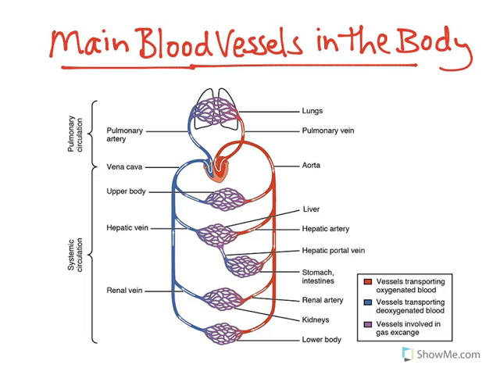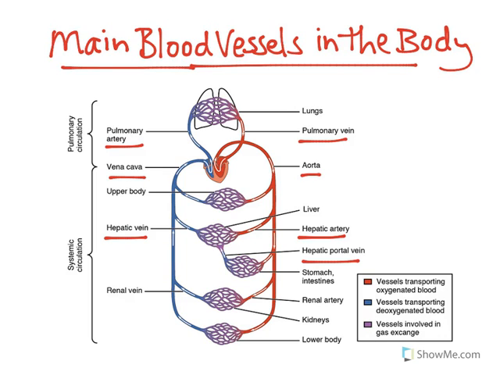Now we look at some of the main blood vessels in the body. We've already seen the main blood vessels: the aorta, the vena cava, the pulmonary artery and the veins. But there are others. For example, the hepatic artery takes oxygenated blood to the liver. The hepatic vein brings deoxygenated blood back from the liver to the vena cava.